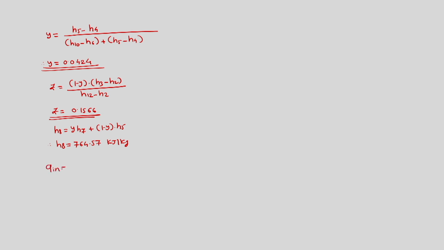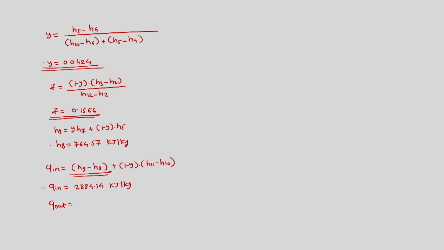So Q in is equal to H9 minus H8, which is in the boiler, plus in the reheater, which is 1 minus Y into H11 minus H10. Putting all the numbers, we get Q in as 2884.34 kilojoule per kg.